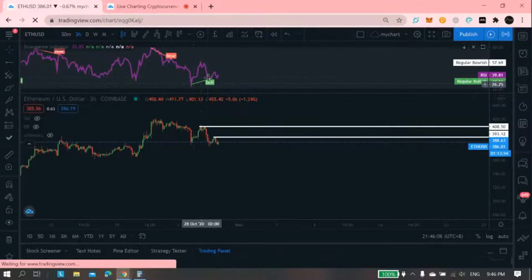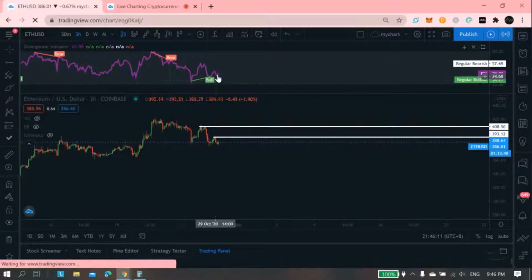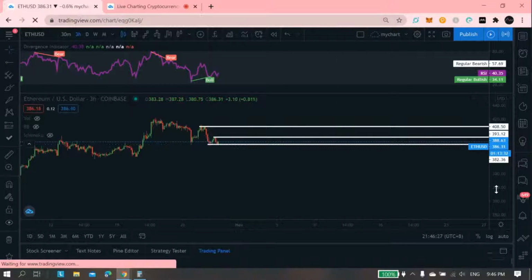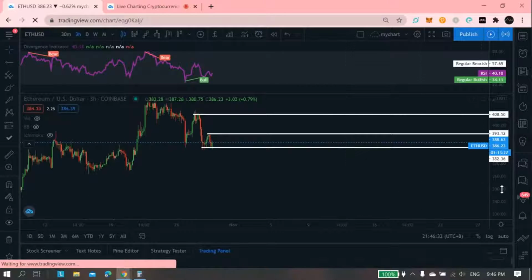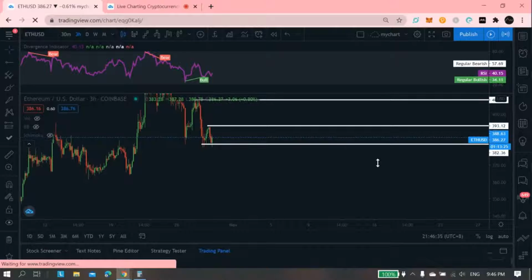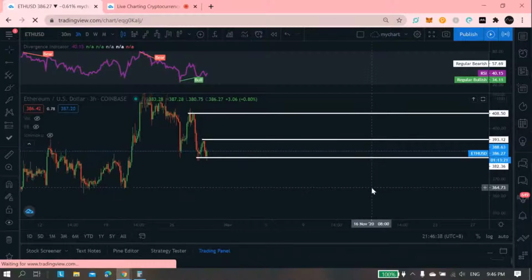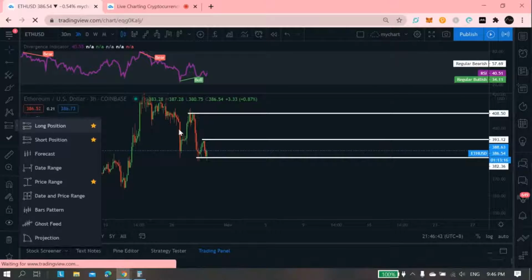And there is a bullish divergence at this area. Wait, let me check. Yeah. And of course, the support or stop loss, if you're trading at the 3 hours time frame, is around the 382 area. Currently, it's trading at 386. So let's check on the risk reward.